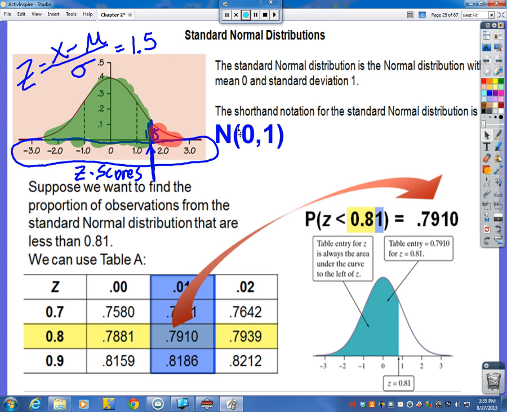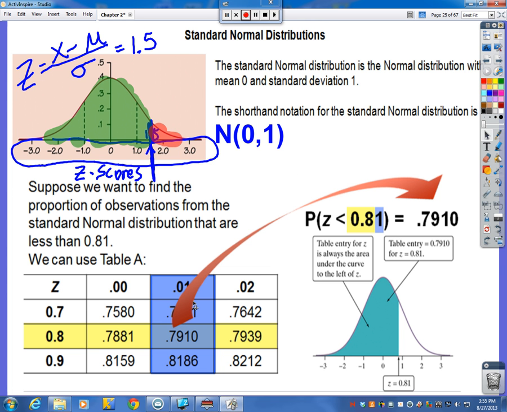We're not going to do too much work with the standard normal distribution, but just know it is something specific. This would be the shorthand notation for a standard normal distribution. It'd be the capital N for normal distribution, the mean is 0, and the standard deviation is 1.